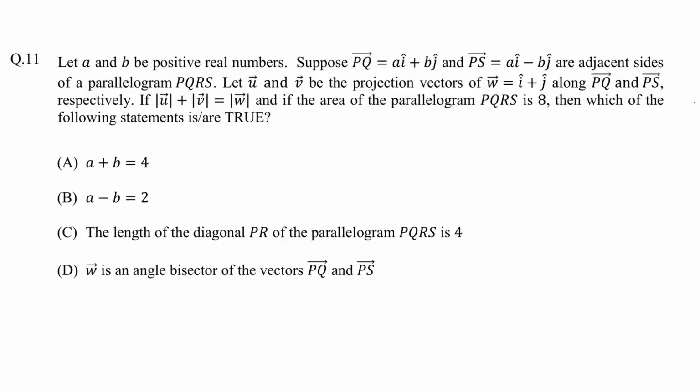So let's see what they are saying here and how to find out all these. Okay, so if I consider the parallelogram something like this, let's say this is P and this one is Q and this is R and this is S. So in the question they have already given, PQ bar is going to be A i cap plus B j cap, and PS bar is going to be A i cap minus B j cap, right?